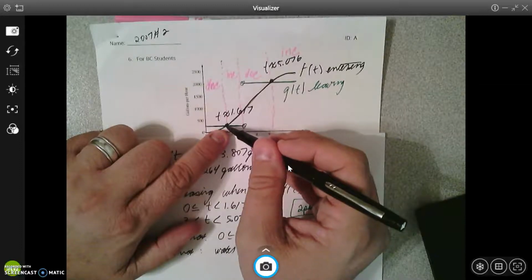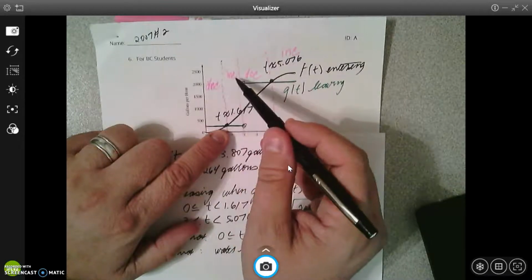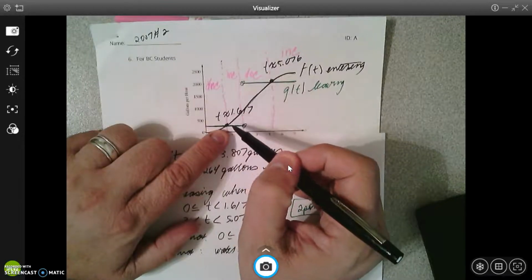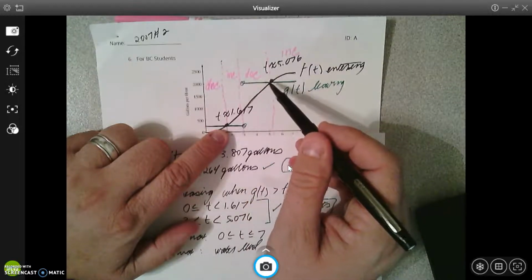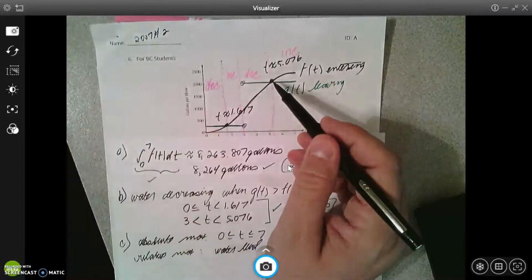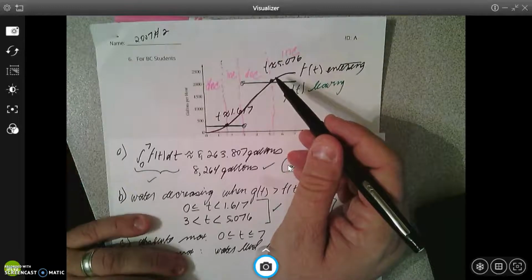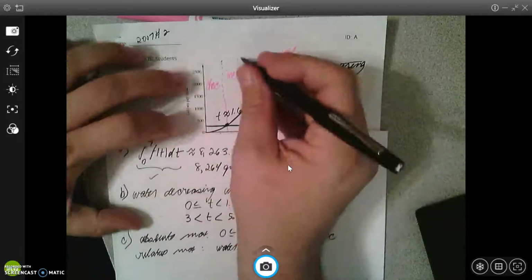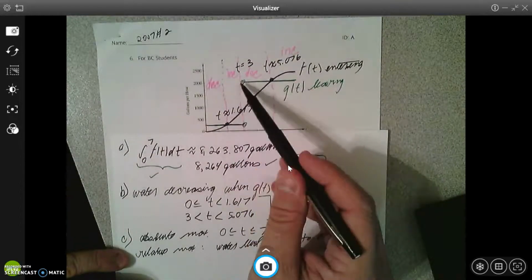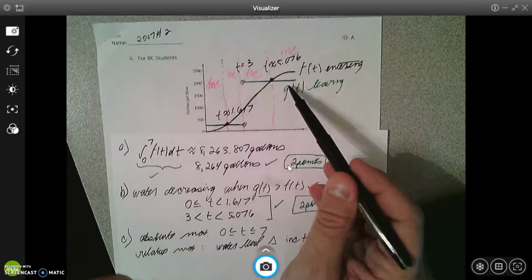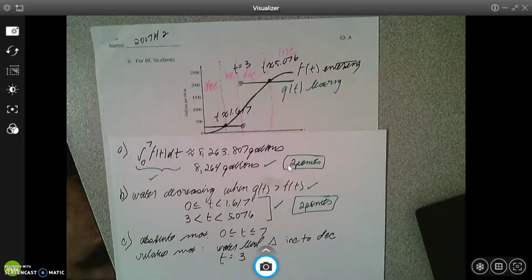Well, at the intersection point, the water level changed from decreasing to increasing. That's not a candidate for a relative max. This intersection point is a candidate for a relative minimum. How about this intersection point? Also changing from decreasing to increasing, so that's a candidate for a relative minimum. Does my graph ever change from increasing to decreasing? Yes, it does. Over here at time t equals 3, the water level was increasing, now it's decreasing. So my internal candidate is at time t equals 3.